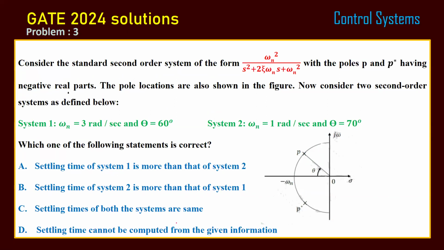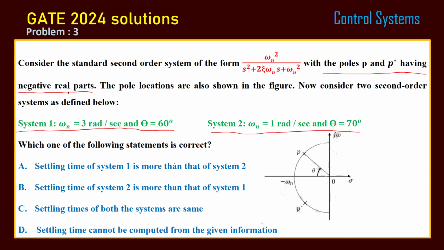So this problem is taken from time response analysis. First, we will read out the problem. Consider the standard second order system of the form with the poles P and P conjugate having negative real parts. So here they have given the condition of the poles. The pole locations are shown in the figure. Now consider two second order systems. System 1 is given and then system 2 specifications are given.